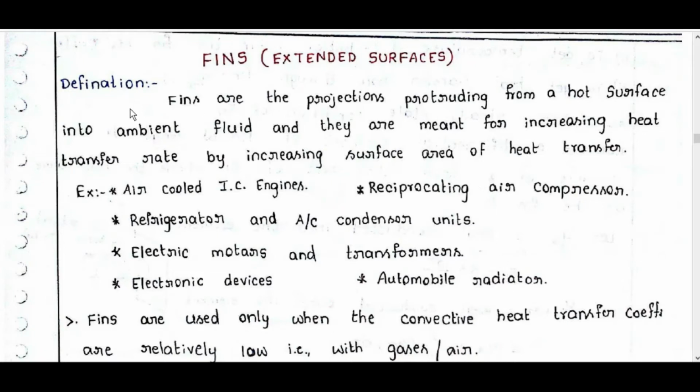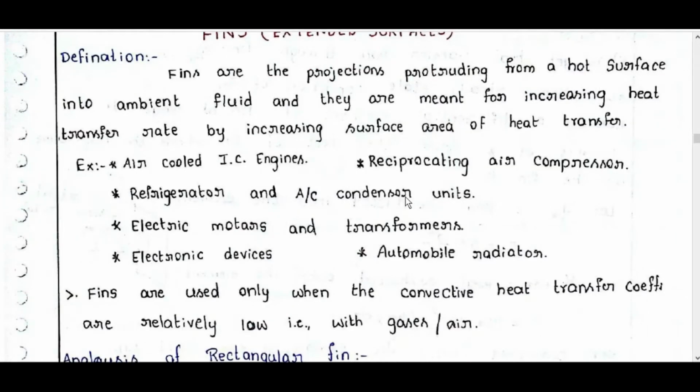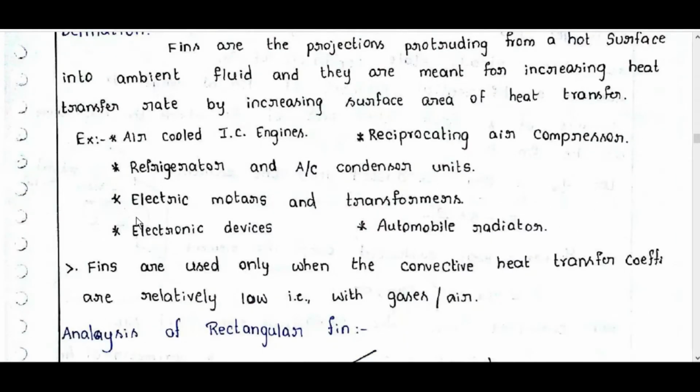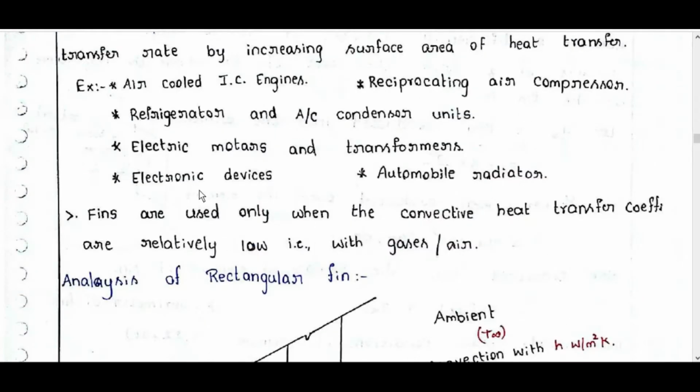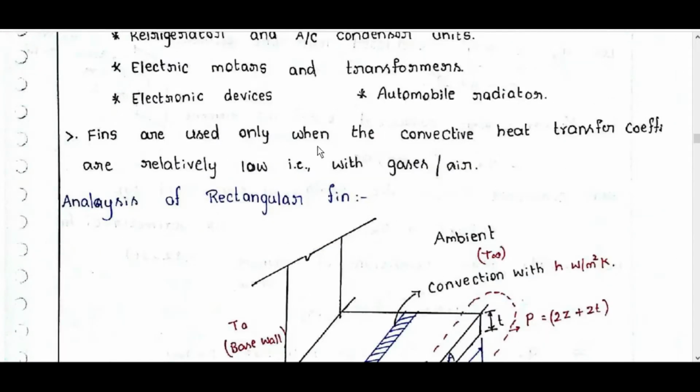Fins, extended surfaces. Definition: fins are projections protruding from a hot surface to ambient fluid, and they are meant for increasing heat transfer rate by increasing surface area of heat transfer. Examples: air-cooled IC engines, reciprocating air compressor, refrigerator and air conditioner units, electric motors and transformers, electronic devices, automobile radiators. Fins are used only when the convective heat transfer coefficient is relatively low, that is with gases or air.